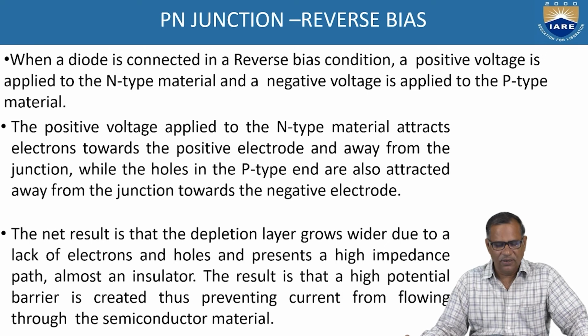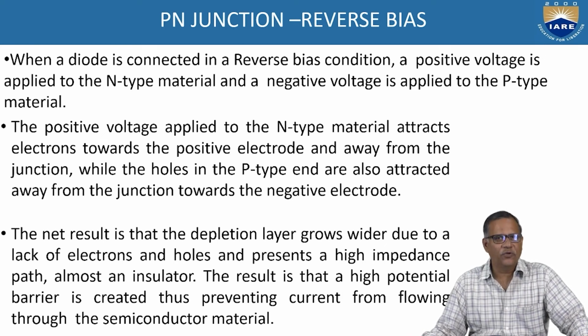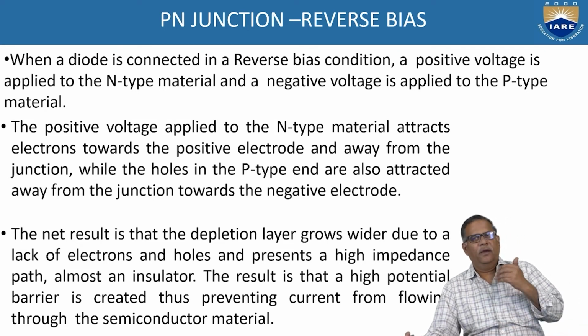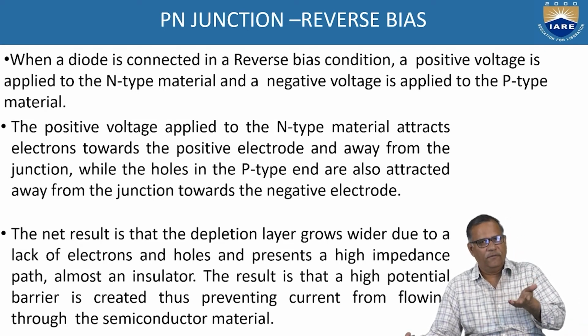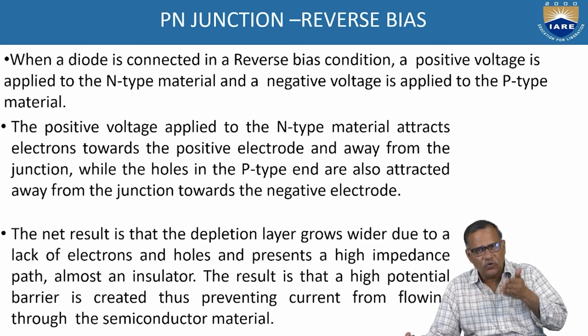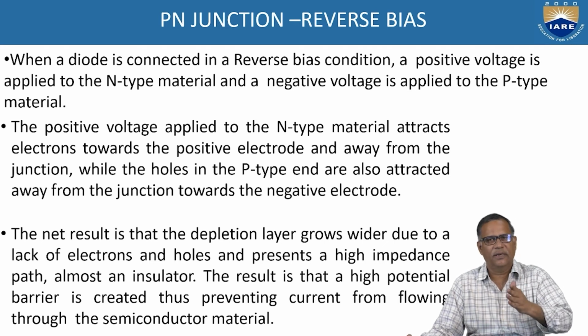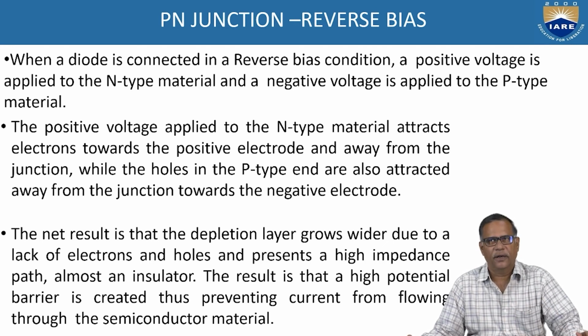The result is an increase in the barrier potential, and it stops the current flowing. It obstructs the current flowing through the junction, through the semiconductor material, or through the diode.